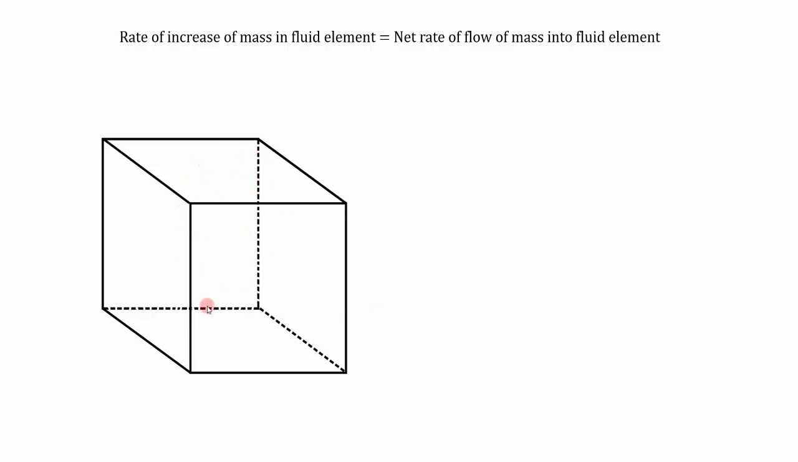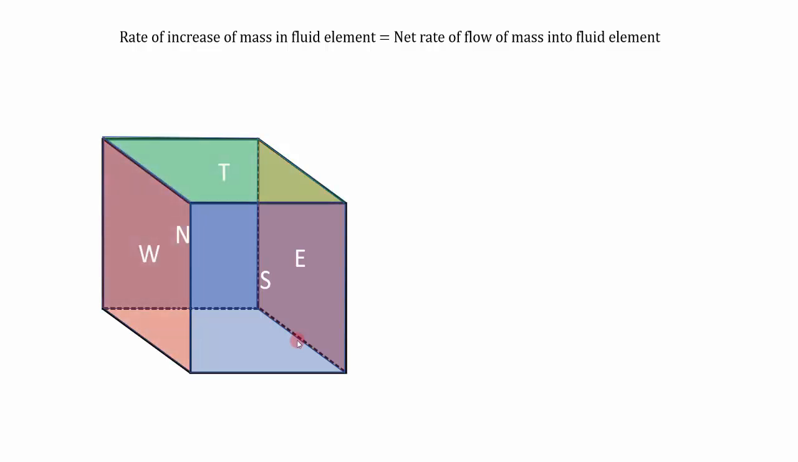Let's consider a cubical element like this. So let's name the walls. This is the north wall, this is south, and east, west, top and bottom walls. And these are the x, y and z axes. This is the positive of x and this is the negative of x. Similarly, this is the positive of z and this is the negative of z. This is positive y and negative y. And these are the dimensions of this element: del x, del y and del z. So the total volume of this element is del x into del y into del z.